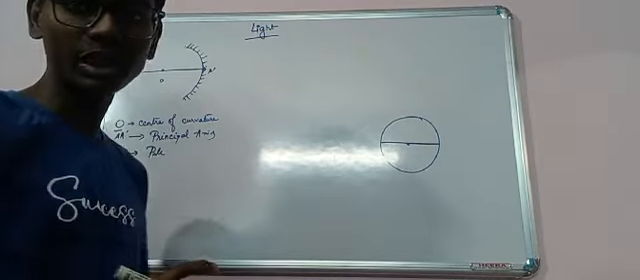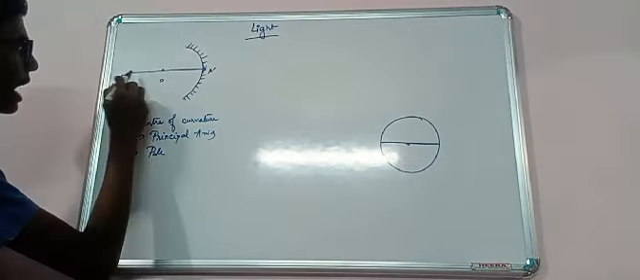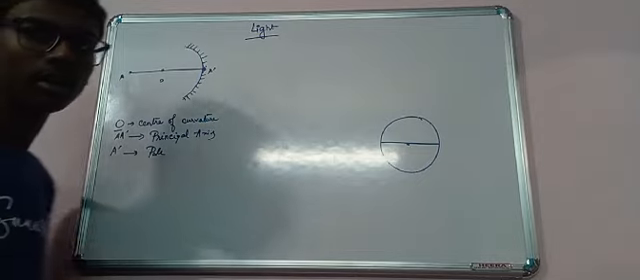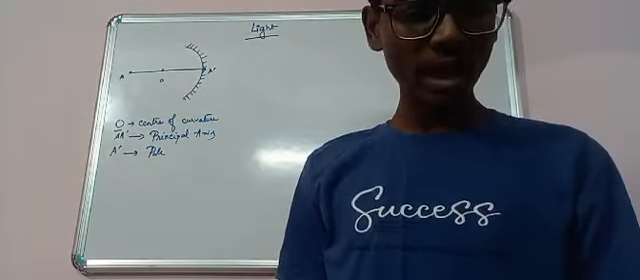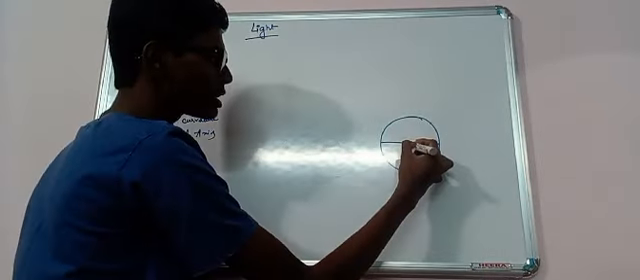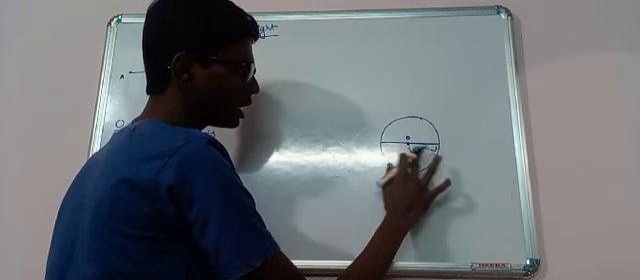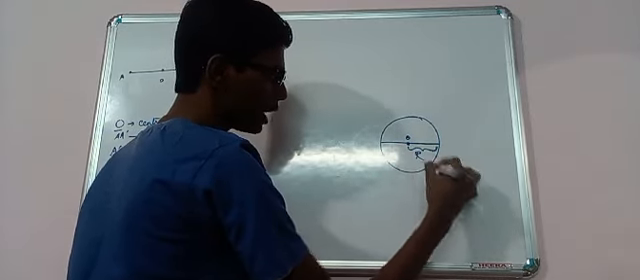Now, the previous definition which I gave for principal axis: it is a line joining the center of curvature and the pole. Simple. After that, we have radius of curvature. Now, if this is your center, then what is the radius? Here to here, this is your radius.